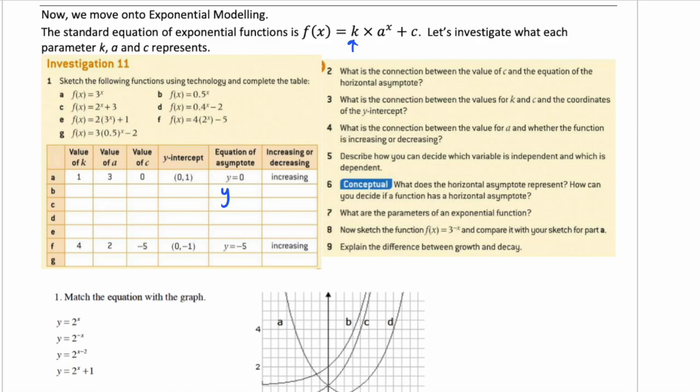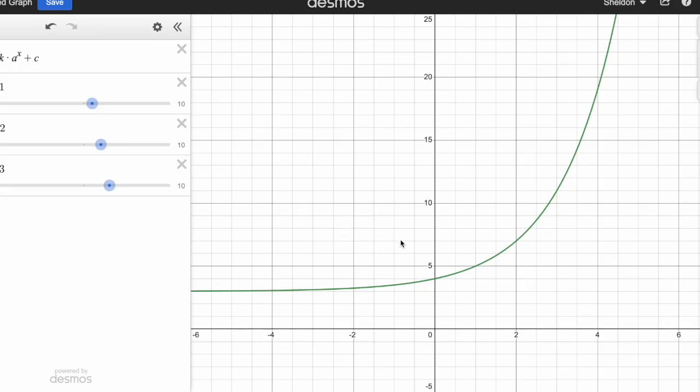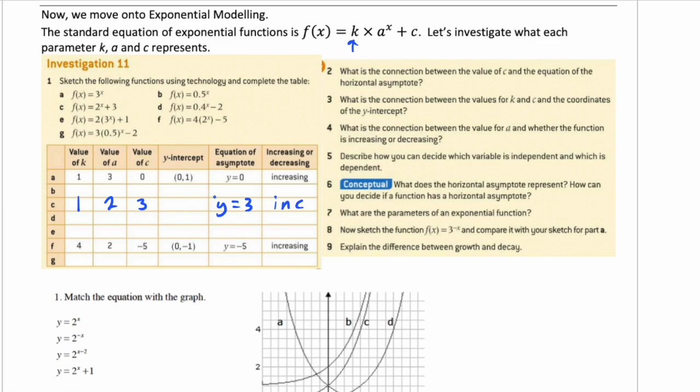Actually, this is part C we're doing right now. So that's 1 again, that's 2, and this is 3. The asymptote is y equals 3. It is still increasing. The y-intercept now is 4 because it went up 3.